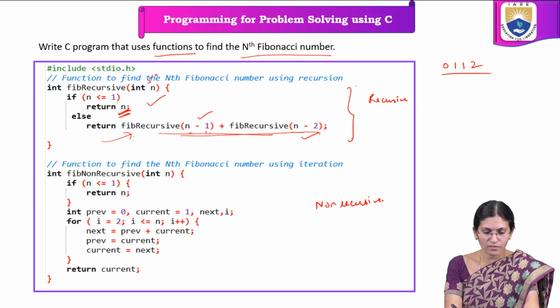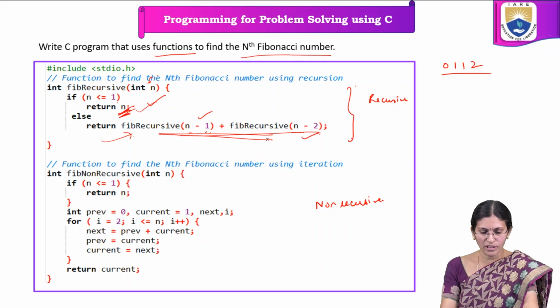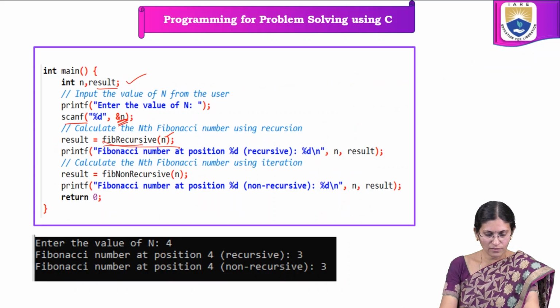And then again it will call this function. Again it will check the condition, whether the n value is less than or equal to 1. If it is true, then that statement will be executed, else it will execute this statement. Whatever the answer you get after this is stored in the variable result.